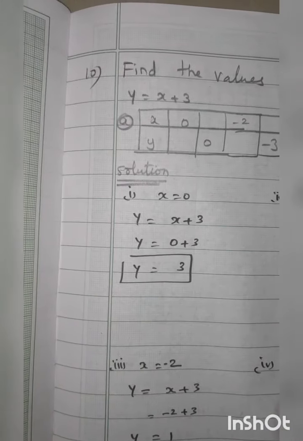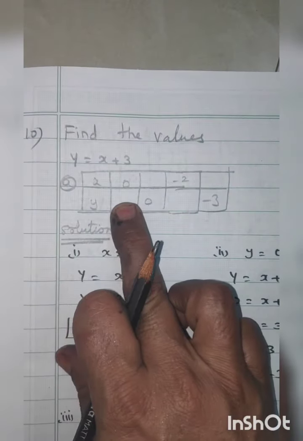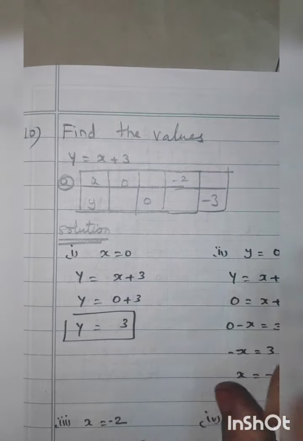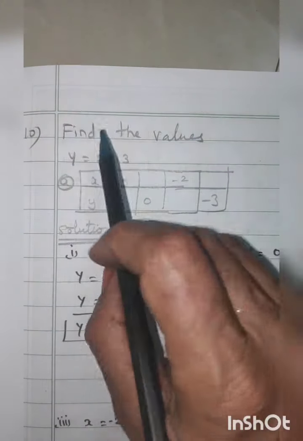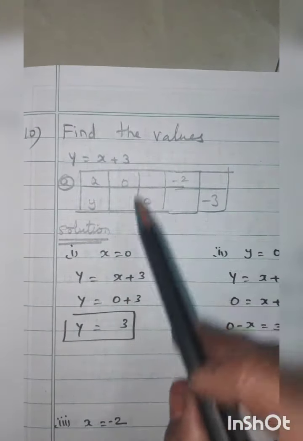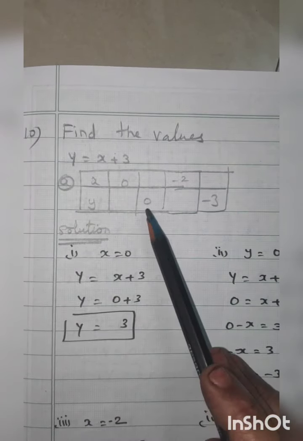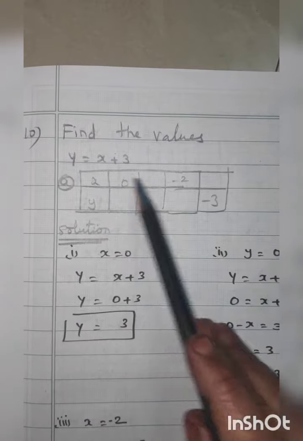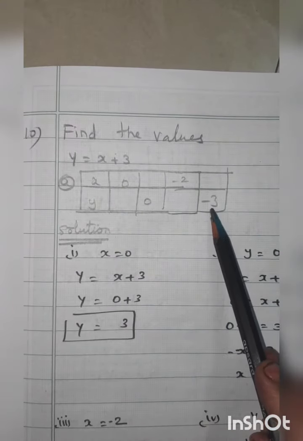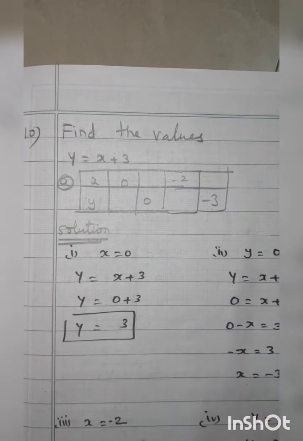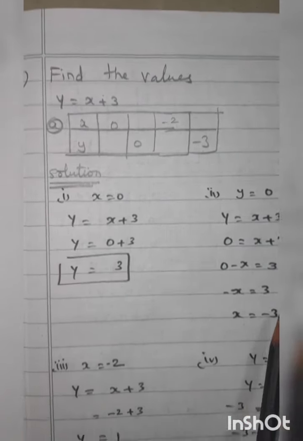10th sum, you should not draw the graph. You find the values only. So what is the box for empty? You want to find the answer. You should not draw the graph. Find the values. Y equal to x plus 3. This is the equation. Here x value equal to 0. Here y value equal to 0. There x value equal to minus 2. Y value equal to minus 3. So 4 sums, 1, 2, 3, 4, you want to find in the 4 sums.